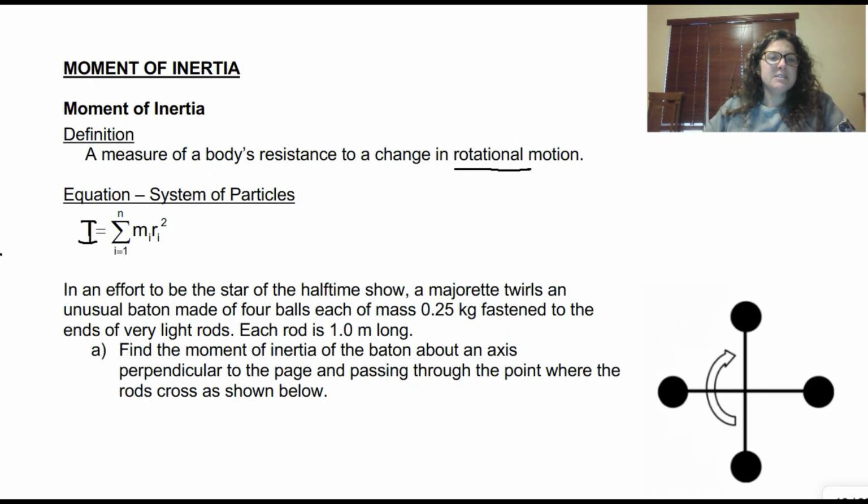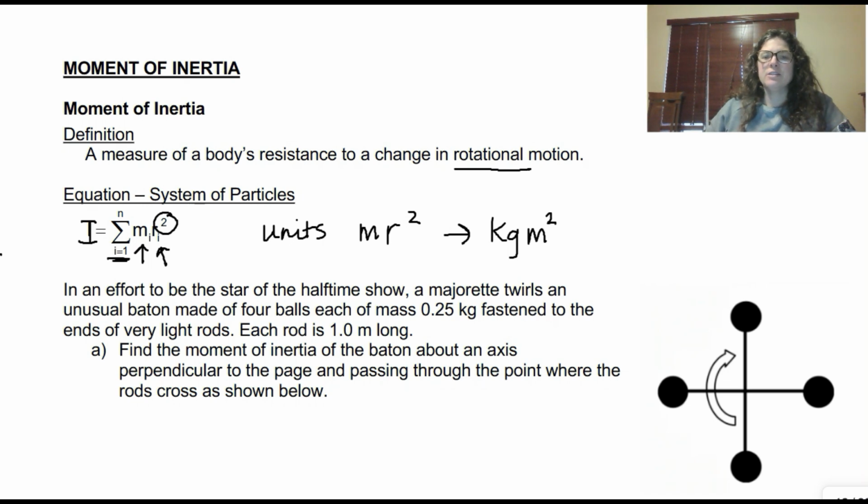Then we have the sum, which we're getting pretty familiar with, this sigma, of all of the individual particle masses times the radius around the axis of rotation squared. The units for our moment of inertia, since we have mass and radius squared, are going to be kilograms for mass and meters squared for radius. So we have kilogram meters squared. Let's take a look at an example.